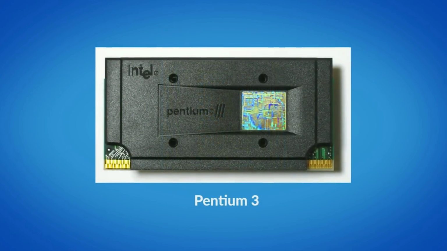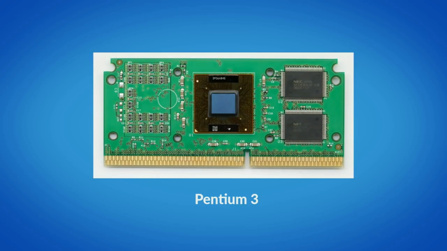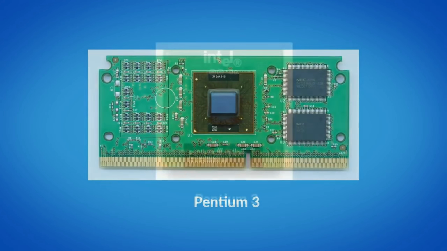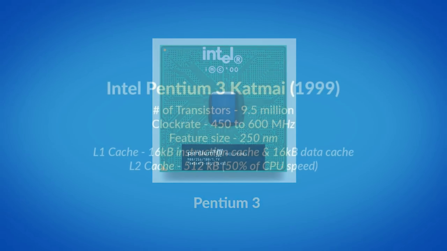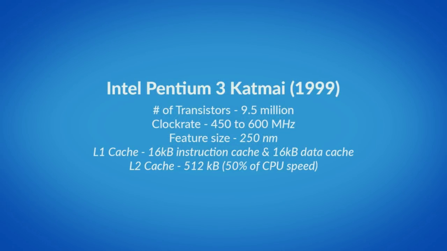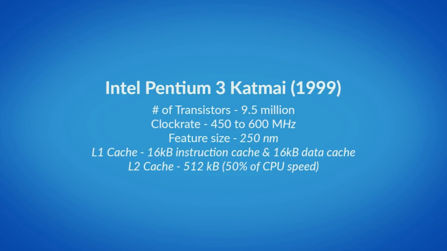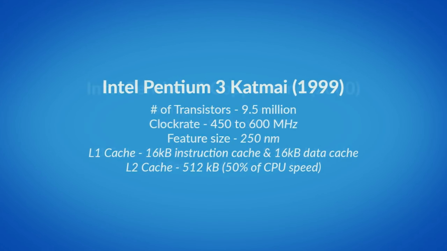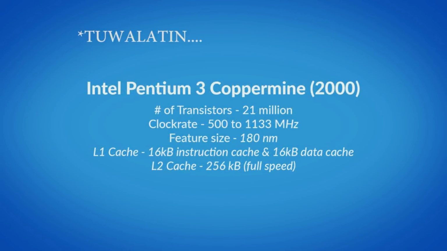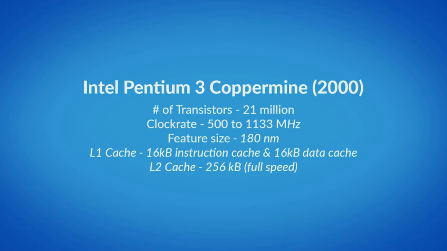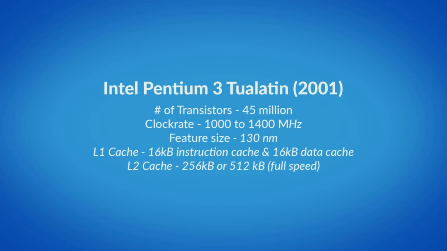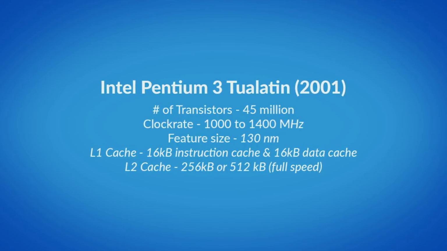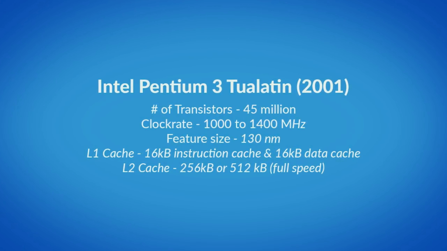Up next is Intel's Pentium 3. Over the span of 2 years, Intel managed to shrink its process twice across 3 versions of the Pentium 3. Katmai at 250 nanometers, Coppermine at 180 nanometers, and Tualatin at 130 nanometers. The Tualatin, at its time, was the fastest and most overclockable chip. Coppermine and Tualatin brought the L2 cache back on the die, a feature that was missing in the Pentium 2.